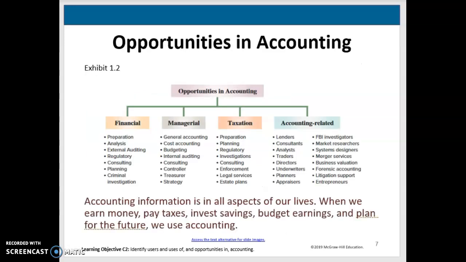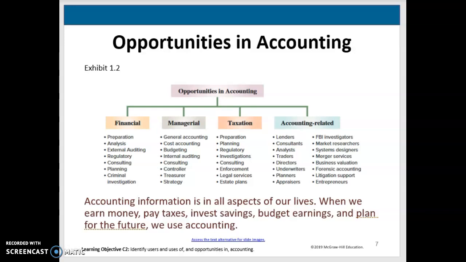All right, when we look at the different opportunities that are available in accounting, accounting is a very wide career area. We have anywhere from inside a single-owned company to a giant corporation. You can be in a privately held corporation. You can be in a public corporation. You can be in private accounting, public accounting, and here it just gives you some examples.